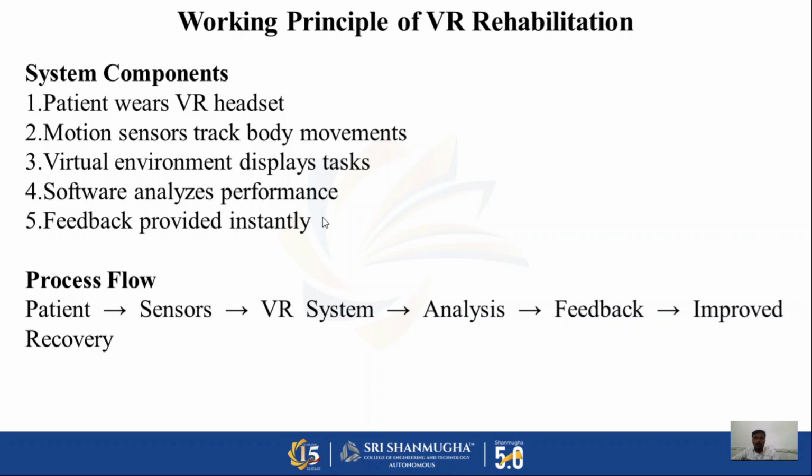The software compares the patient's movement with the desired movement pattern. It then analyzes performance and provides immediate feedback. This feedback may include accuracy, score, movement range, reaction time, and exercise completion percentage. The rehabilitation process follows this sequence: patient, sensors, VR system, analysis, feedback, recovery. This continuous feedback loop improves motor learning and accelerates recovery. So these are the working principles of VR-based rehabilitation.